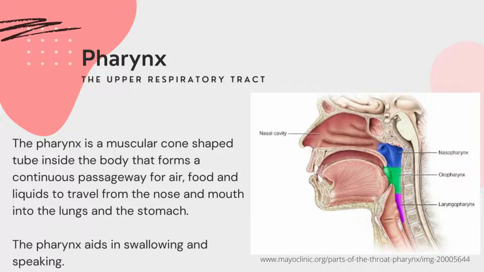The pharynx, also known as the throat, is a muscular cone-shaped tube inside the body that forms a continuous passageway for air, food, and liquids to travel from the nose and mouth into the lungs and the stomach. The pharynx aids in swallowing and speaking.